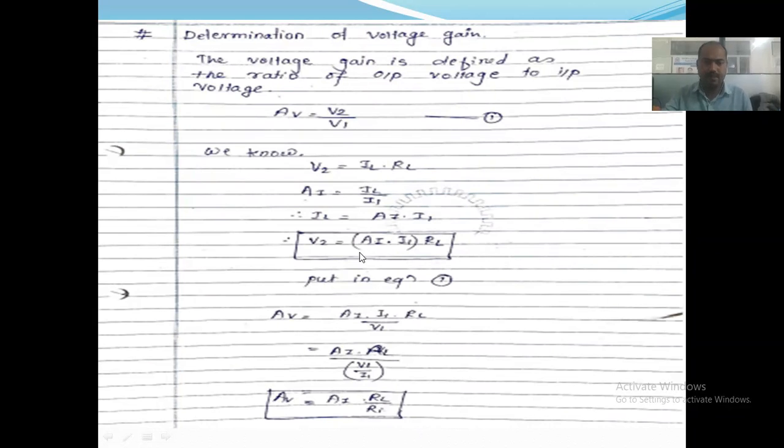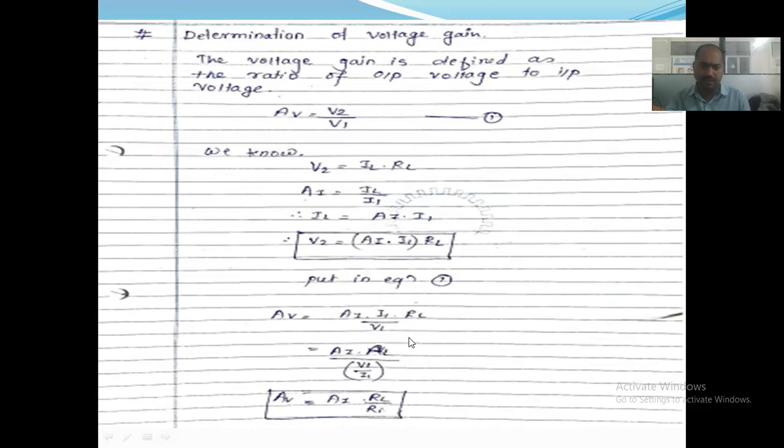See, we have seen with respect to this equation, V2 equal to AI into I1 into RL. This V2 value we have to put into this equation, right? For V2, we have written AI into I1 into RL, with V1 as it is. So your equation is Av equal to AI into I1 into RL divided by V1. This is the equation coming, right?